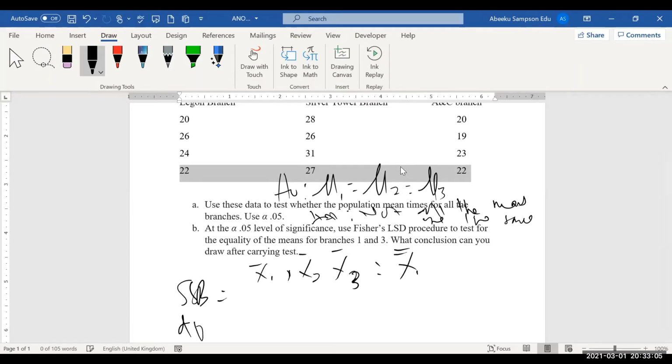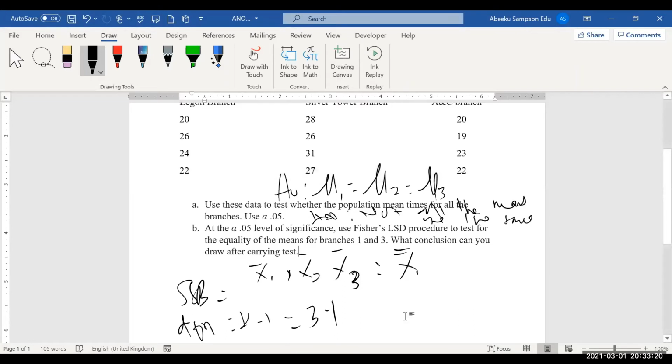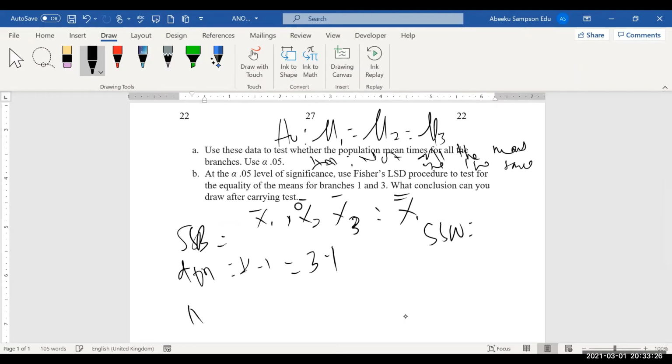Then we need the degrees of freedom for the numerator, okay? And that is giving us what? K minus 1. In this case, how many distinct populations do we have? 3 minus 1. Then when you are done, you find your SSW. In fact, this should also help you to find the MSB, which is SSB divided by the degrees of freedom for the numerator.